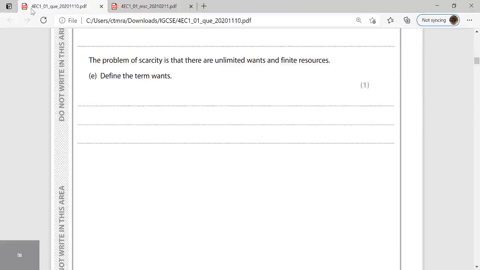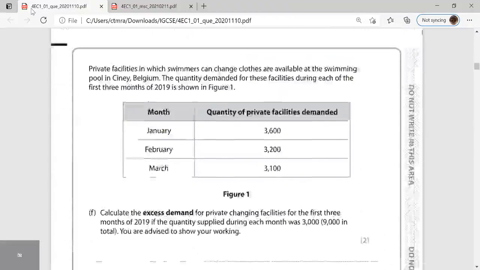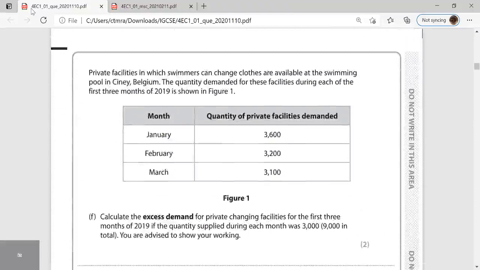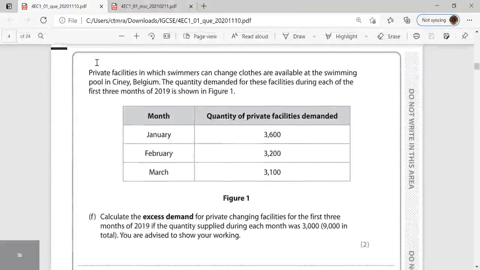Okay. So next we have number F. Okay, so there's a math here. It's a very simple one. Don't worry. Don't get scared of math. Okay, it's a very fun math.